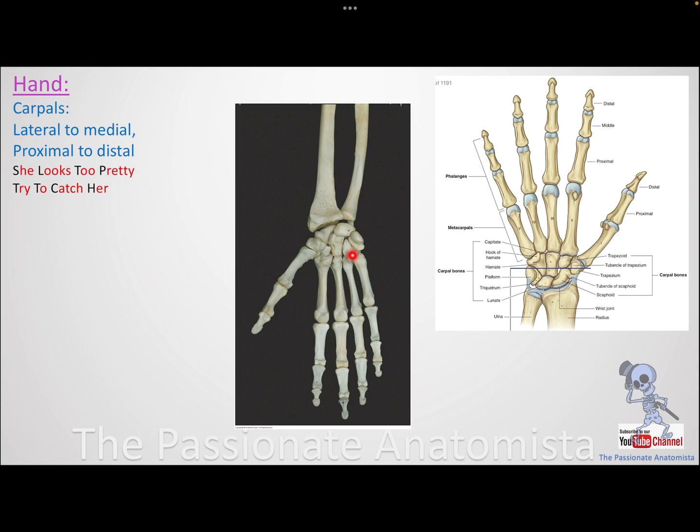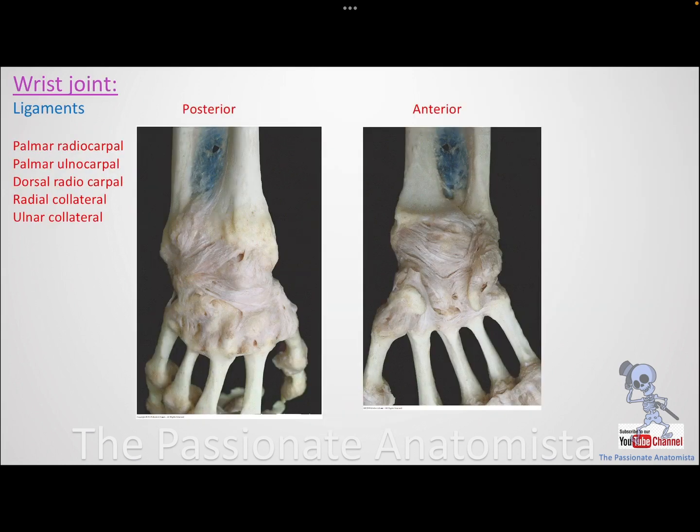So capitate and then hamate, because it looks like a hook. It has a hook here, which is important for the attachment of flexor retinaculum. And so capitate, hamate. And here the trapezium, trapezoid. So: scaphoid, lunate, triquetrum, pisiform, and then trapezium, trapezoid, capitate, hamate. All right, guys? So these are the carpal bones.